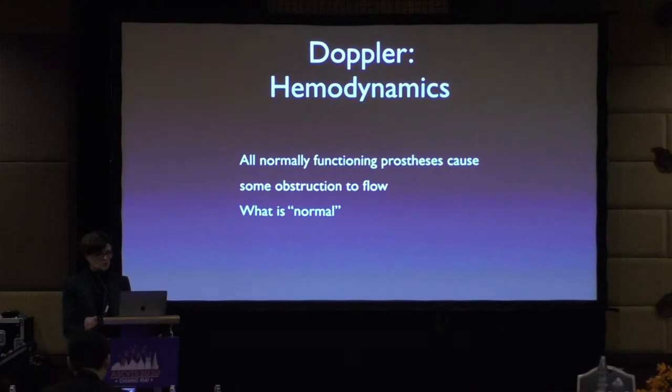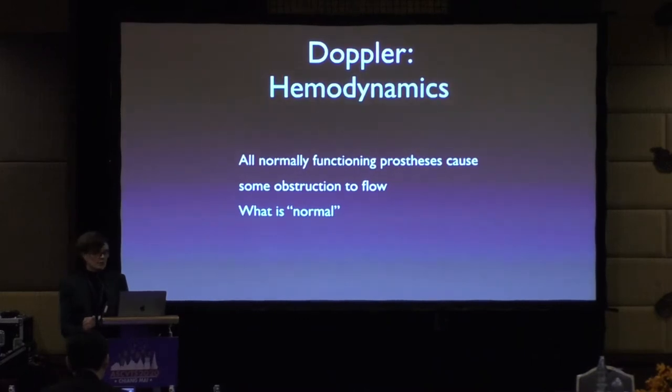The next thing I want to talk about is hemodynamics. You need to be aware that all normally functioning prostheses cause some obstruction to flow, and you need to be aware of what is normal. When you do an echocardiogram on a prosthesis, it's very worthwhile knowing what the prosthesis is, what the size of it is, and probably when it was implanted. There are charts that will tell you what's a normal gradient, what's a normal EOA, what's a normal DVI in all of these valves. So it's well worthwhile referring to the charts to work out whether what you have is normal or not.